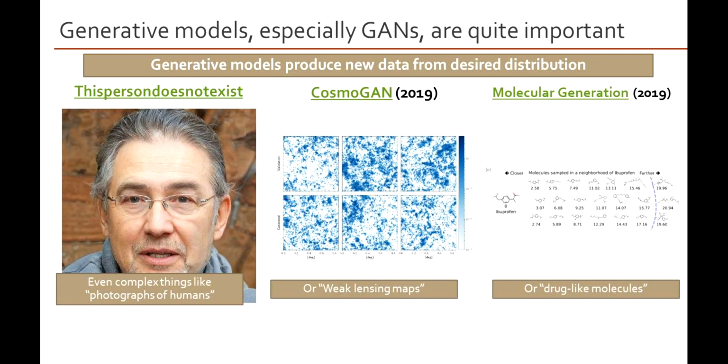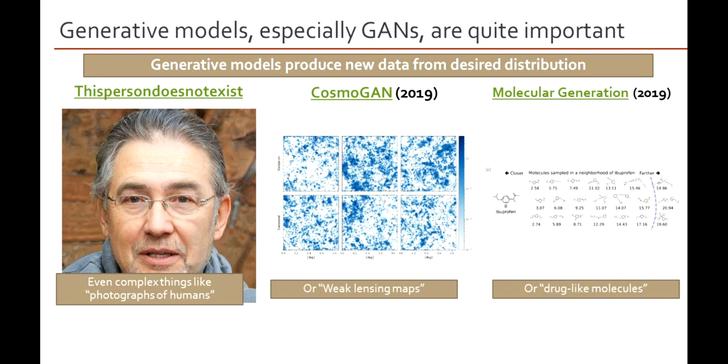A really great example of this is the website This Person Does Not Exist, where they've trained a model that takes random noise and uses that to generate colors of pixels that, when put together to form an image, form something that looks like the photograph of a human. It's really quite impressive what it can do.